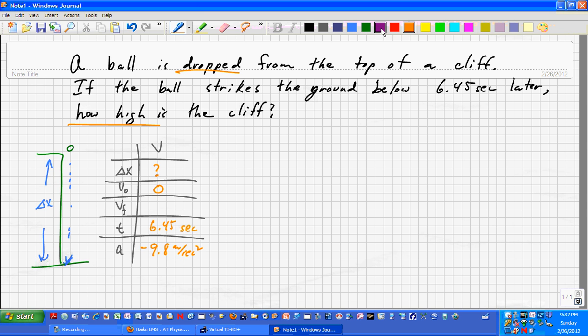Probably a good place to start is with the equation for change in position, which is equal to V0t plus 1/2 at squared. We don't know change in position; we're solving for that. We know V0. We know time. We know acceleration. We've got everything. We should be able to figure this out.